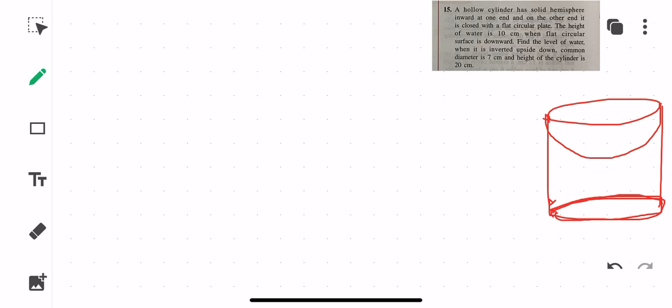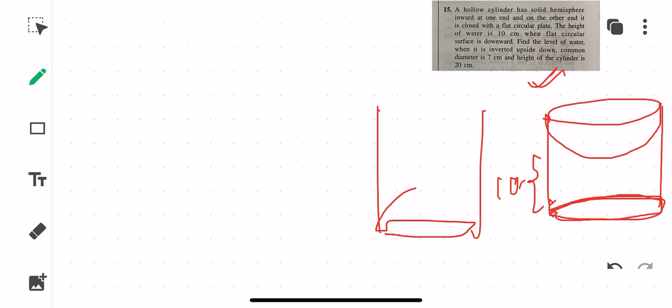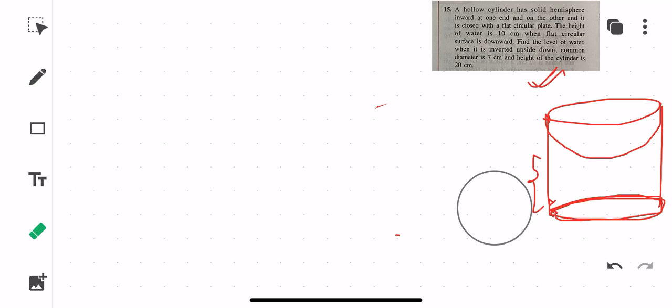Means what they are saying, when it is kept in this position, the height of the water is, suppose, 10 centimeter. And now when you are inverting this, so what does inversion mean? Inversion means that this particular hemisphere which is there is going to come down, and now you are inverting this like this, then you have to find the level of the water. Okay, so this is what the question is all about. So here, this is a very tricky question, children, and you should be knowing how to do this.